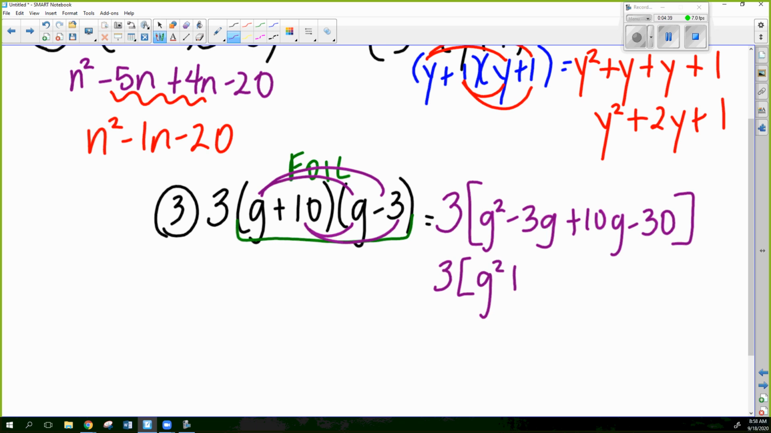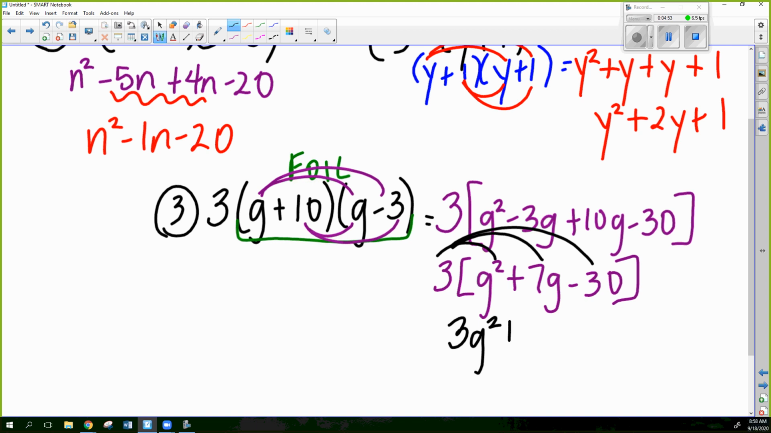Okay. g squared plus 7g minus 30. And then the last step is going to be to distribute that 3. So don't lose it along the way. 3g squared plus 21g minus 90. Because you're distributing, not dividing. You're multiplying. Questions on that?